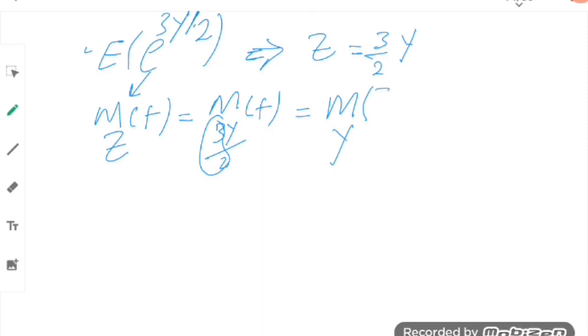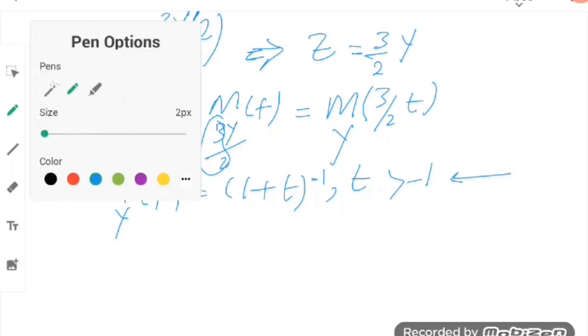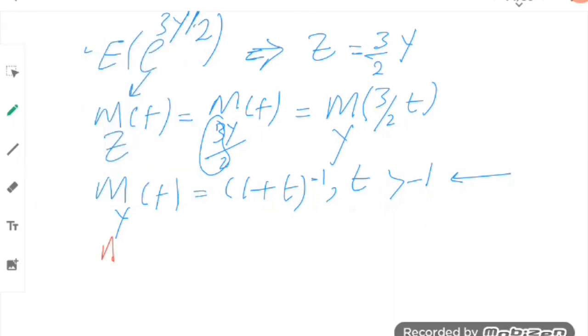So all what we need now in the moment generating function of Y, which is (1 + t) to the power -1, and t greater than -1, is to substitute for each t by 3/2. That's what we need now. So the moment of Z will be (1 + (3/2)t) to the power -1.